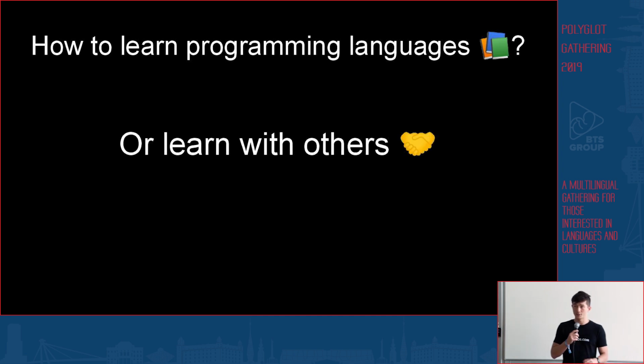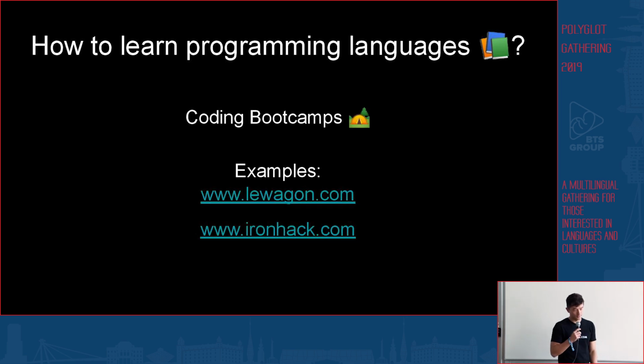The other way is to learn with others. I'm going to show you two examples, but first I have to explain what a coding bootcamp is. A coding bootcamp, or a programming bootcamp, is an intensified course which usually promises to get you a job as a programmer after you graduate, after only 2 months.